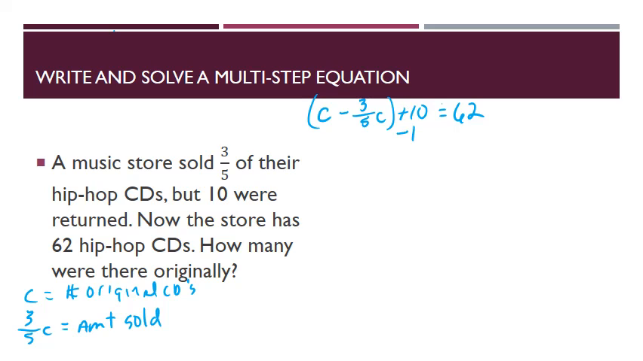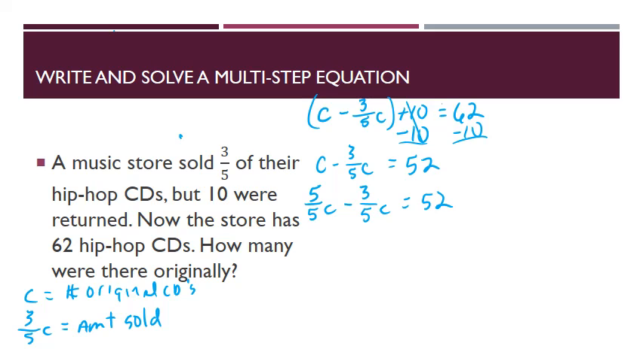Let's first start by subtracting 10 from both sides. So now we got C minus 3/5 C equals 52. The 10's over here cancel. That's going to leave me with 52. All right, now C minus 3/5 C. Well, let's rewrite this as 5 over 5 C, which is really just 1, minus 3/5 C, the amount that were sold, and now we've got this equal to 52. Well, 5/5 minus 3/5 gives me 2/5 C, and that equals 52.